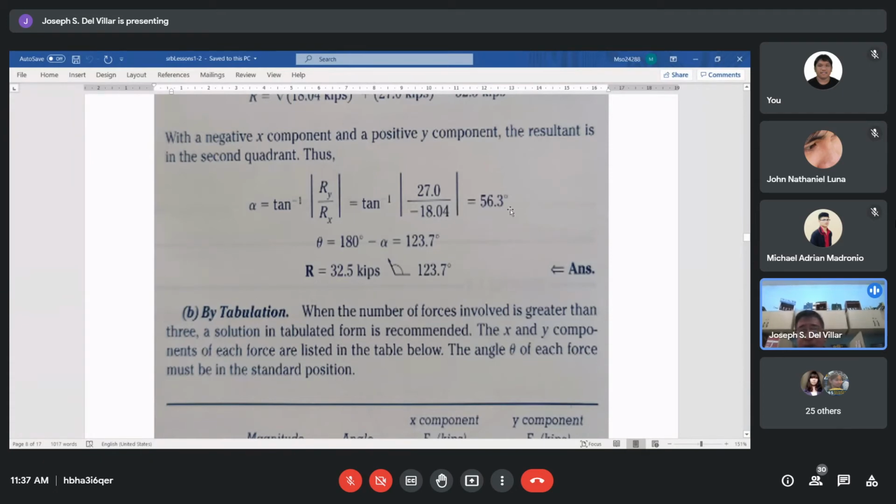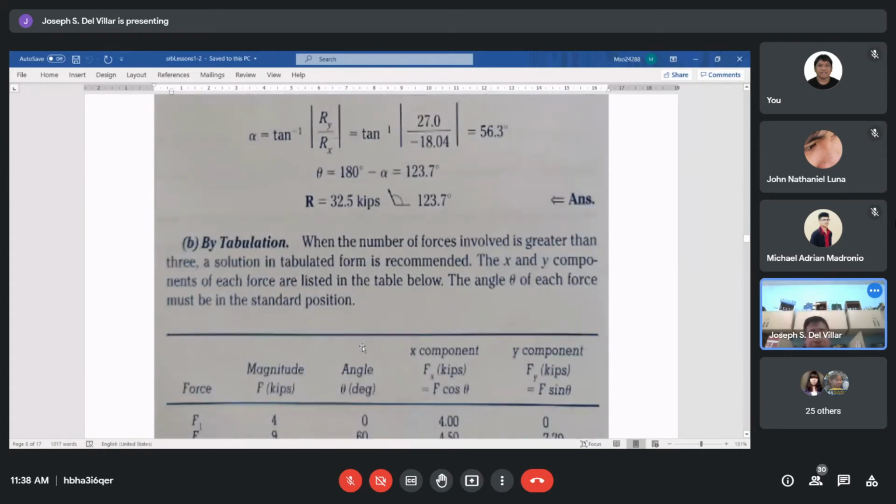Pero kung sinabi nyo lang above the x-axis, mali yun, kasi meron tayong dalawang x, the positive and the negative. Since nasa second quadrant to, kasi negative yung x at positive yung y, then this should be on the second quadrant. So the description should be 56.3 degrees above the negative x-axis. Okay?